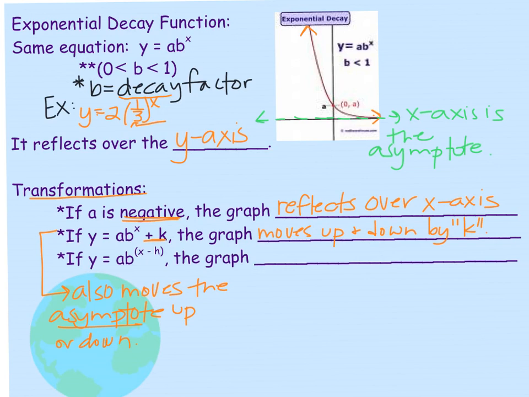And then last but not least, the unique change comes from that exponent. If you're adding or subtracting anything to x in the parenthesis, the graph will move left or right. So very similar in concept to all the other types of functions we've ever graphed. Our square root functions, our quadratic functions, and anything that it moves left or right, it's in the opposite direction.